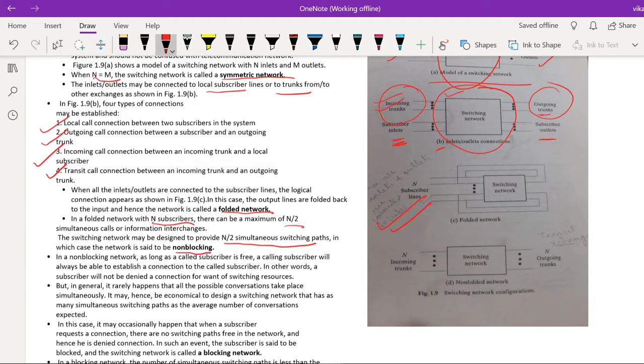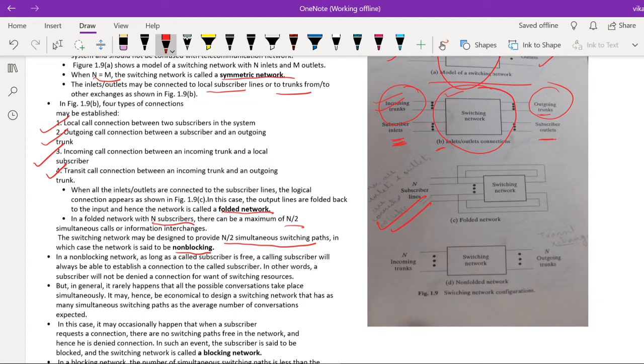The maximum number of calls which are possible are n by 2 and maximum paths are available. So, in no case would the subscriber be blocked, stopped from making a call for want of resources. What do I mean here? If a subscriber wants to make a call, the calling subscriber wants to make a call to whom? The called subscriber. Now the calling subscriber makes a call and the called subscriber is not busy. Then in any case the call would be established because the resources are available. Such type of a network is called a non-blocking network.